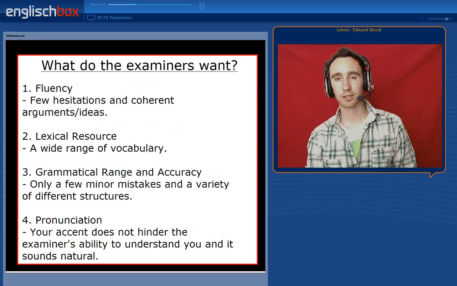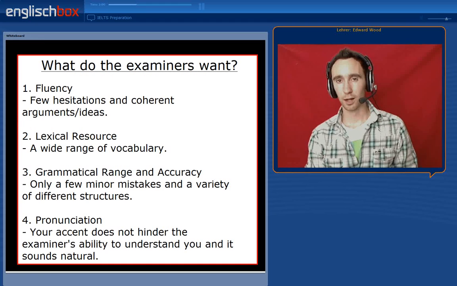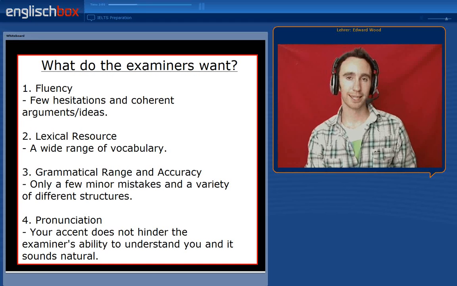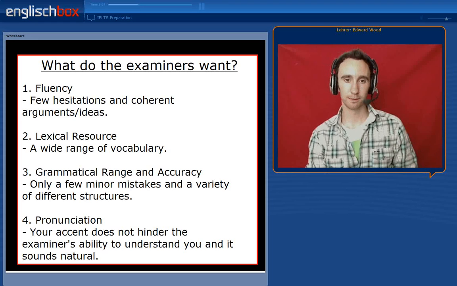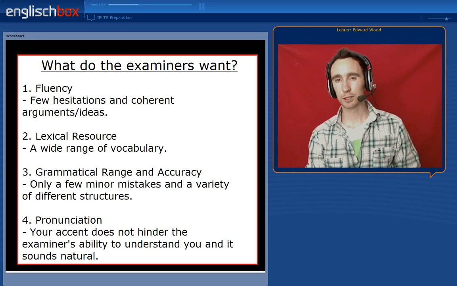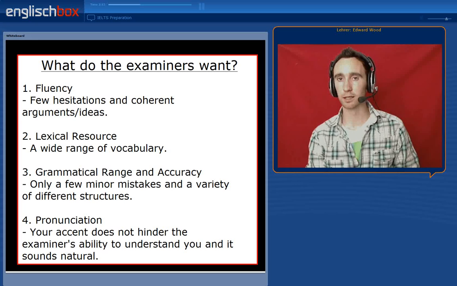So what do the examiners look for? Well, they mark you on your fluency and coherence. So the fewer the hesitations, the better. They also mark you on your lexical resource. This relates to your vocabulary, so you don't use the same words over and over again.